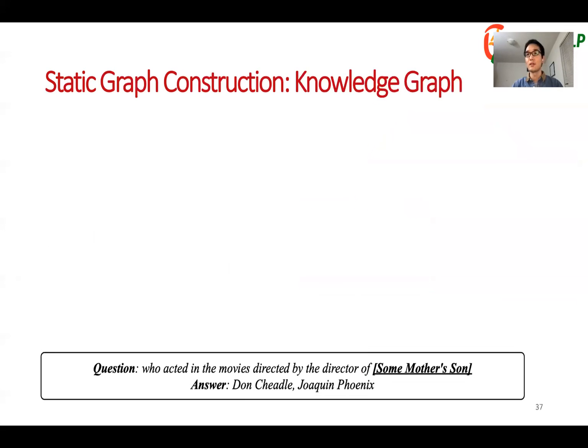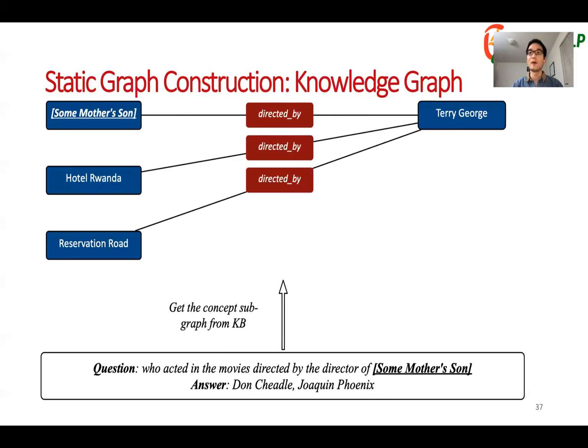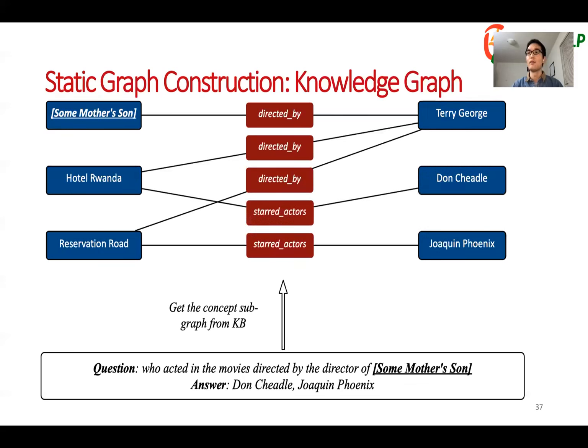The knowledge graph stores world knowledge about entities and their relations. Given a question, such as "who acted in the movies directed by the director of some movie", one can first identify the topic entity of the question, and then extract a subgraph from a knowledge graph which surrounds the topic entity and hopefully contains the answer entities of this question.